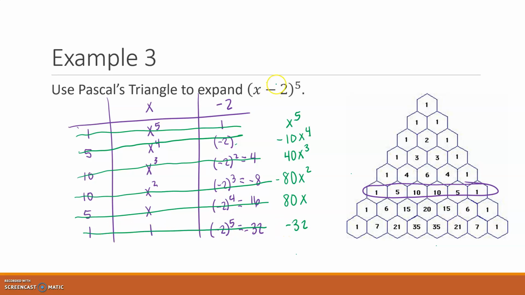So notice whenever we have a negative, it means that our signs should be alternating. Positive, negative, positive, negative, positive, negative. So writing this out, I'd get x to the 5th minus 10x to the 4th plus 40x cubed minus 80x squared plus 80x minus 32. That would be my final answer.